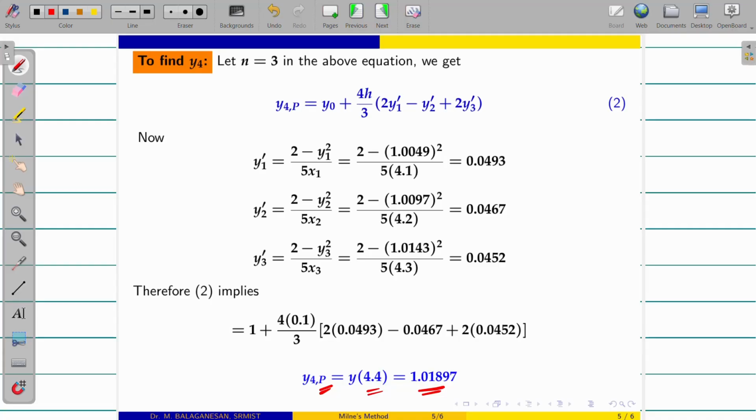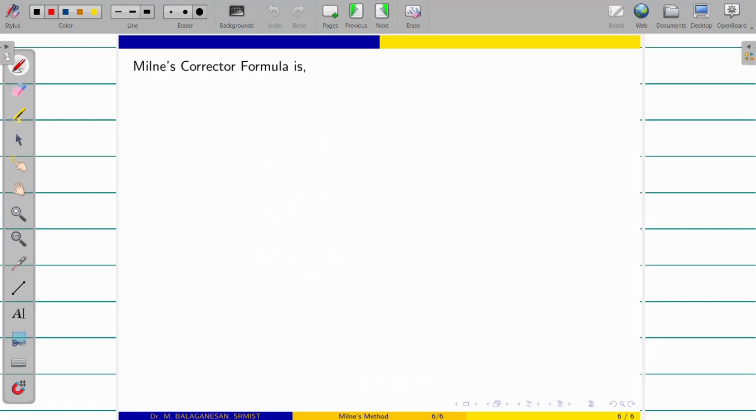But as I told you already, Milne's is the multi-step method. From the predictor method, we are going to predict one solution. We will apply that solution in the corrector formula to get the accuracy. Fine. Now come to this one. So this is the solution, the predictor solution. Now we have to get the accuracy.